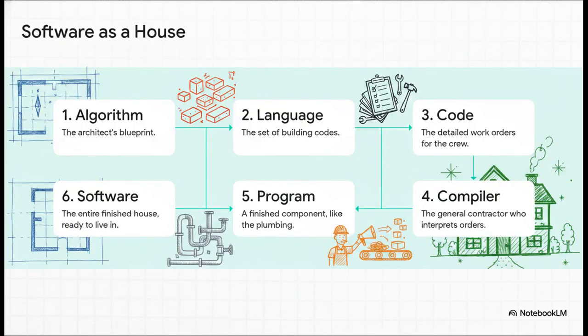This house-building analogy ties it all together perfectly. The algorithm is the architect's blueprint. The programming language is like the local building codes you have to follow. The code itself is the detailed work order for the crew. A tool called a compiler, which does the translating, is the general contractor. A finished program is like one system in the house, like the plumbing. And the software, that's the entire finished house, keys in hand, ready for you to move in.